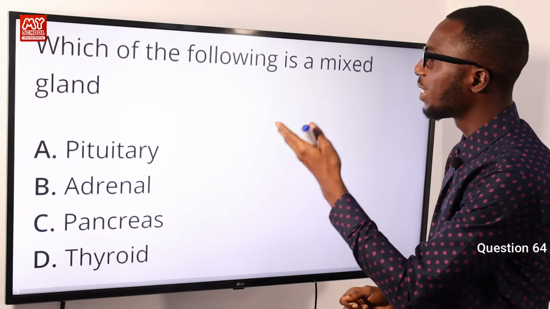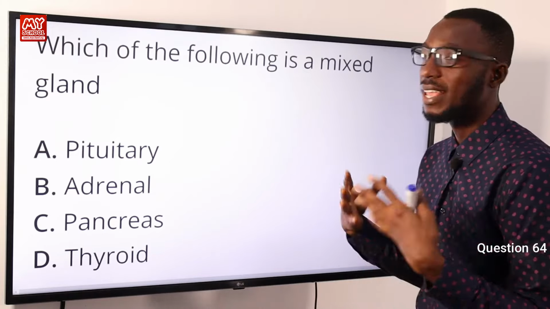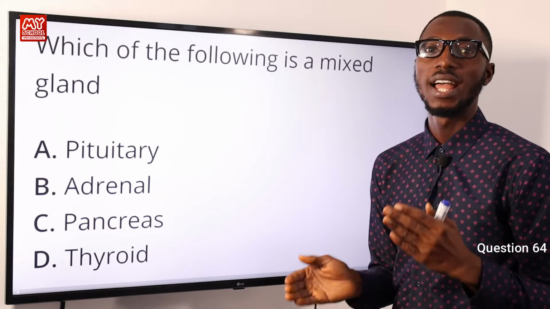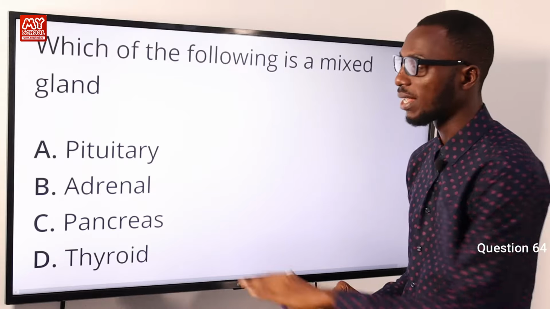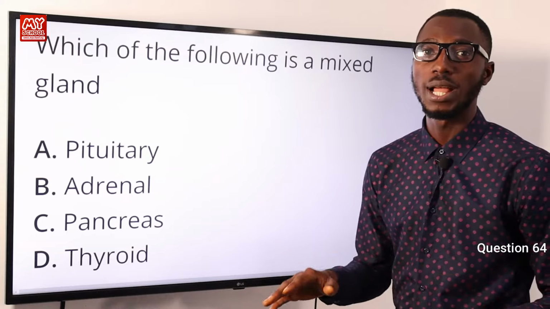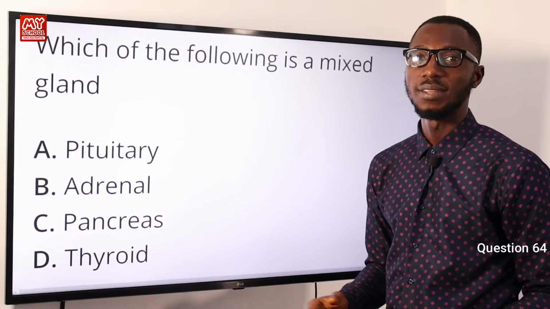Question 64. Which of the following is a mixed gland? When you say a gland is a mixed gland, what does that imply? It implies that it serves both endocrine and exocrine function. One good example is the pancreas, with digestive function and regulation of blood sugar level. So the correct option here is option C.